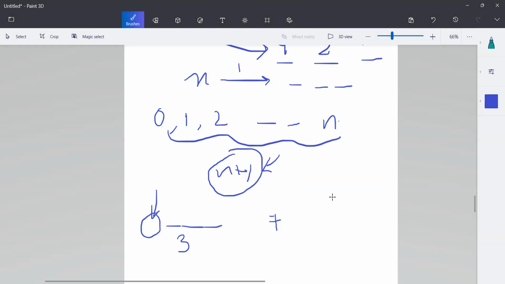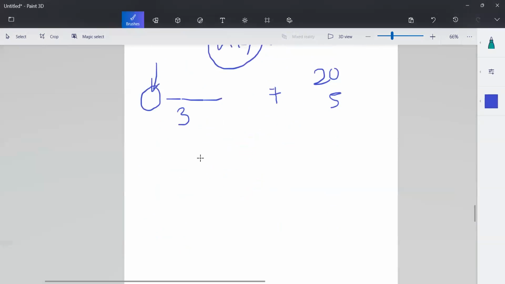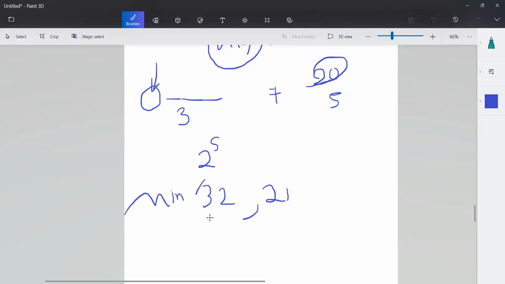Okay, so if there are 20 coins and 5 values, what is 2 to the power 5? 32. And from 20 coins, you will get 21 options. The minimum of these two, so the answer is 21. Is it clear now?